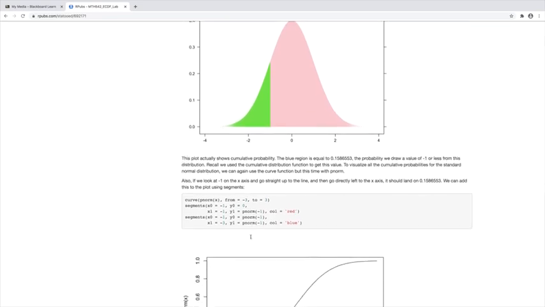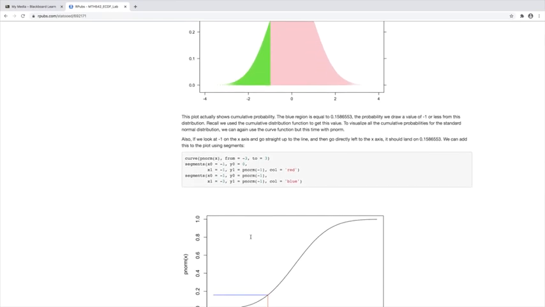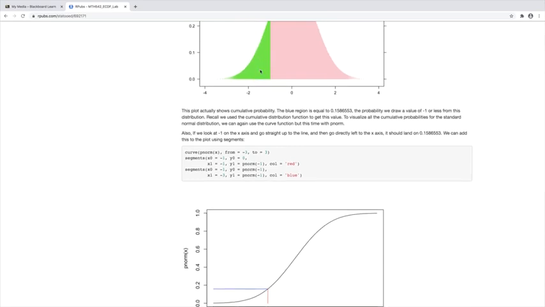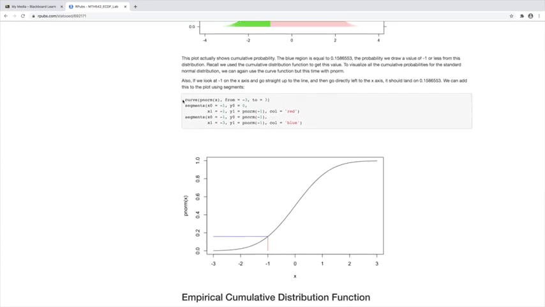And if we look at -1 on the x-axis and go straight up to the line and then go directly left to the y-axis, this area should be exactly 0.1586, just like the green area here. So we can use this little code to plot the cumulative distribution. The second and third lines in the code are doing nothing but creating these lines, or the segments, blue and red segments.